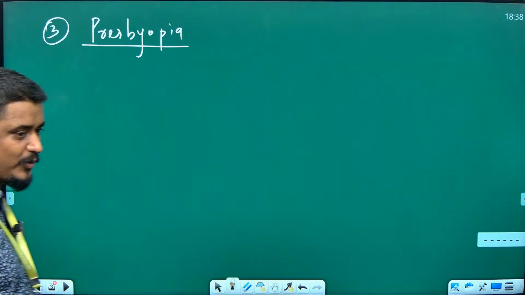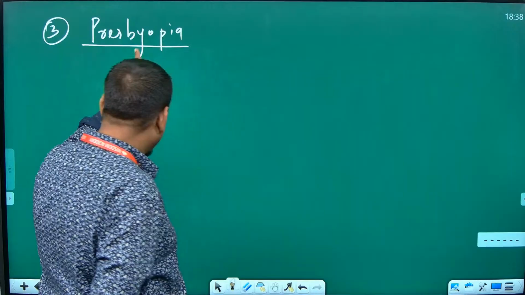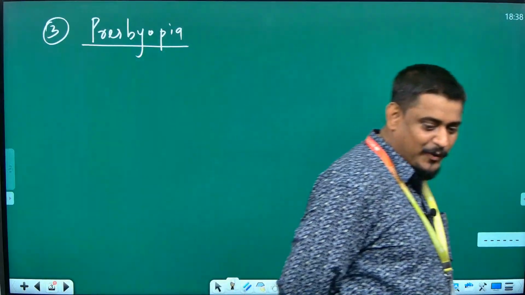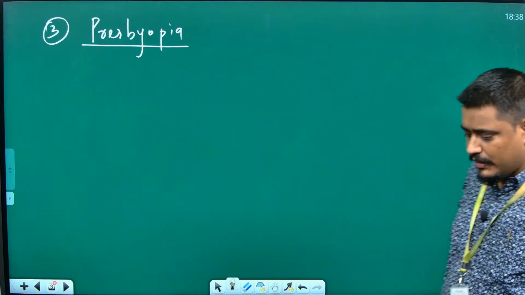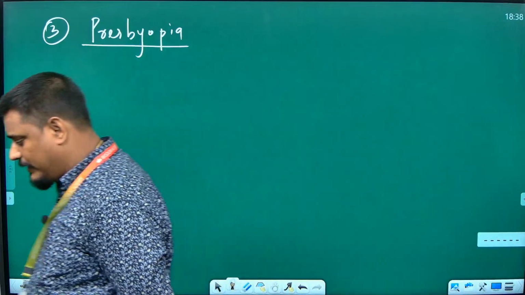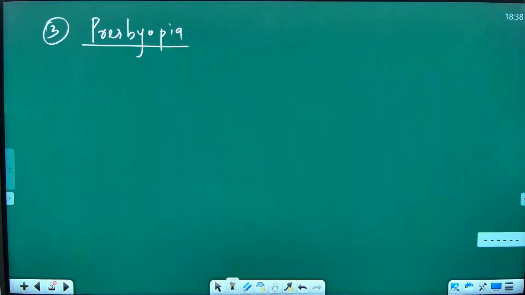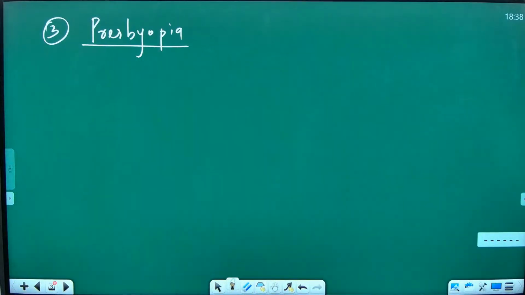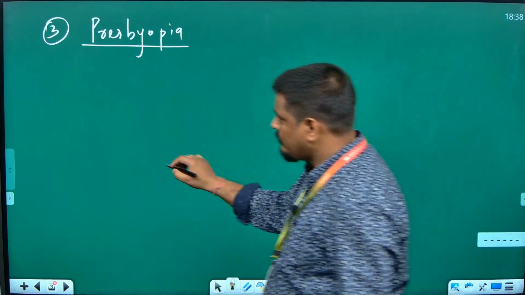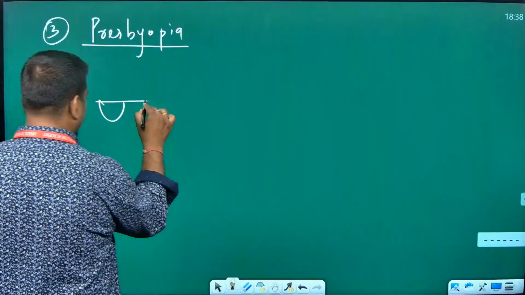Presbyopic. Don't write B-I-O-P-I-C, biopic. It is B-Y-O-P-I-C. It is called presbyopic. Change the paragraph and write: it is corrected by using bifocal lens.